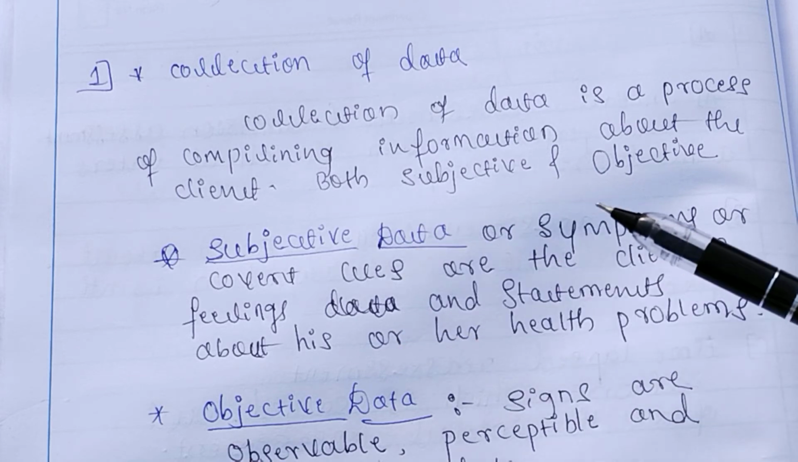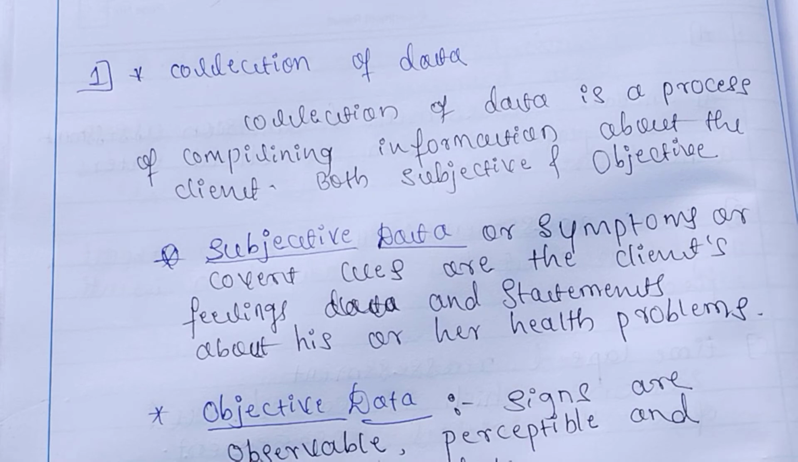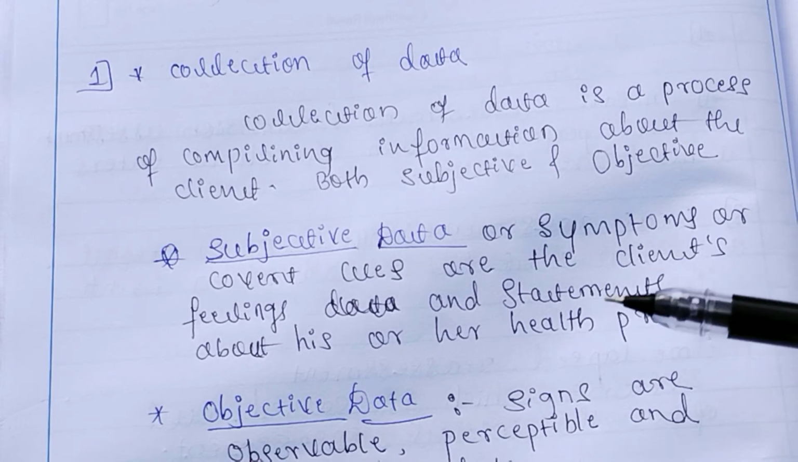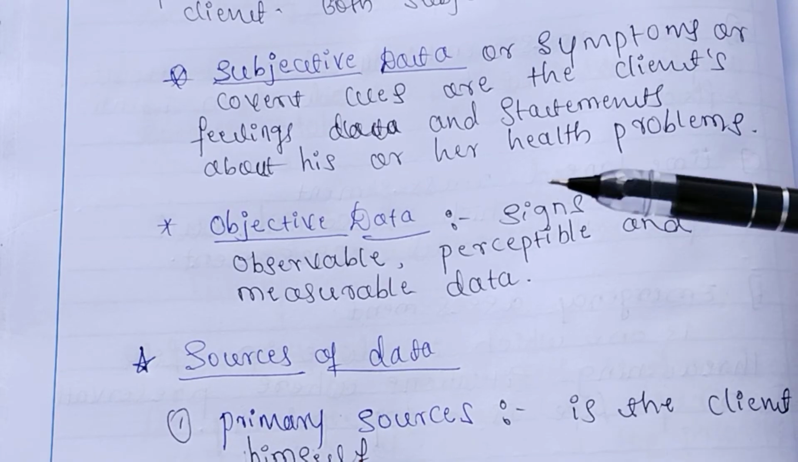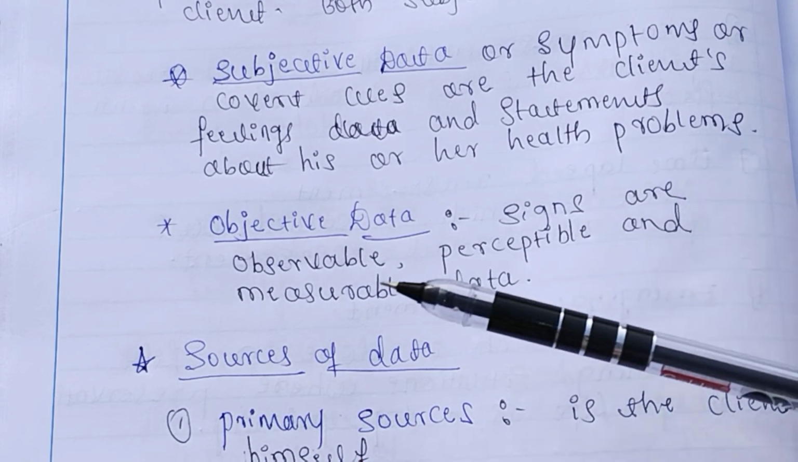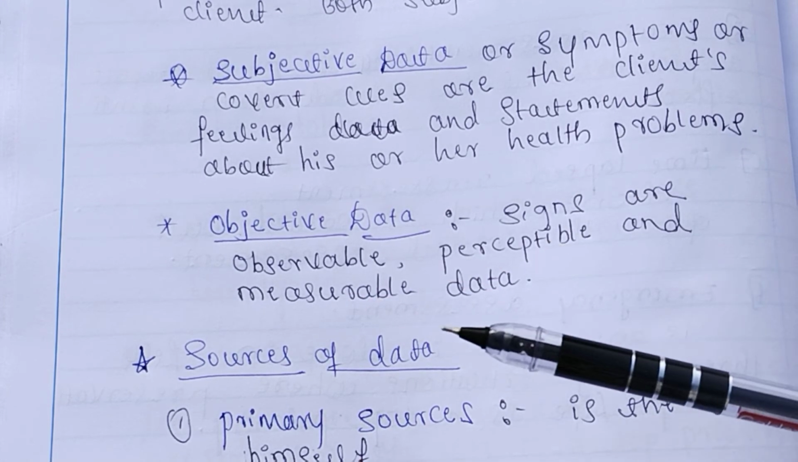Subjective data is the patient telling you whatever problems he or she is having. Whatever feelings or problems the patient is suffering, all of that is told to you. Whatever health problem the patient reports, that is subjective data. So what is objective data? Objective data is signs, or observable, perceptible and measured data.